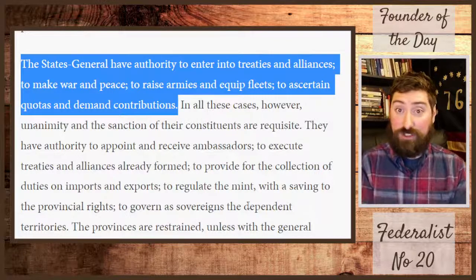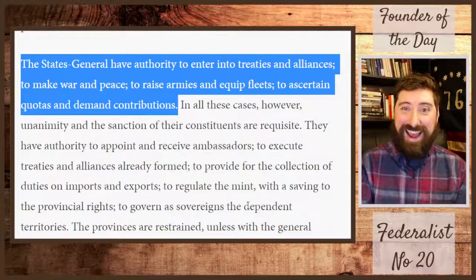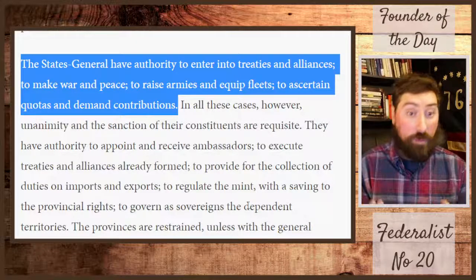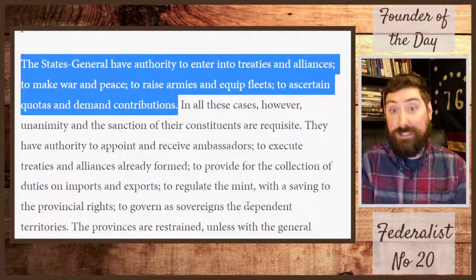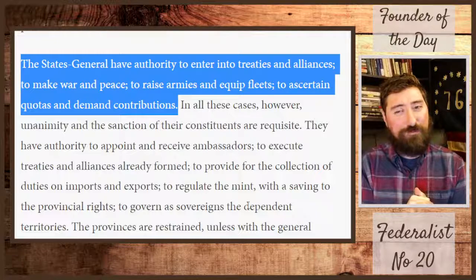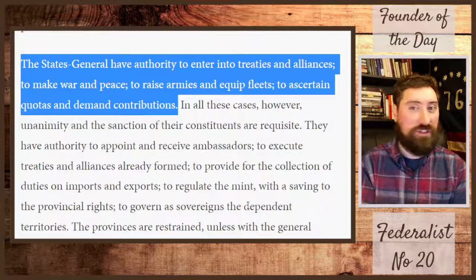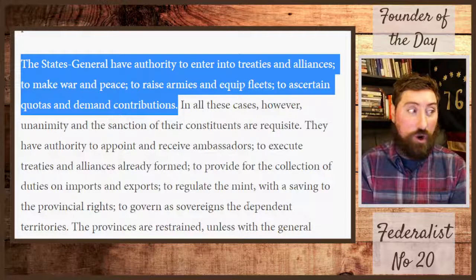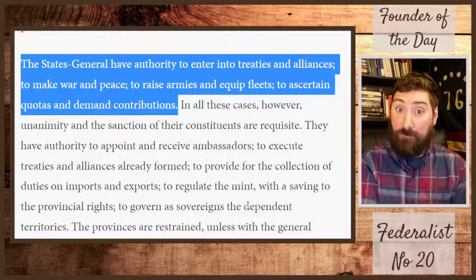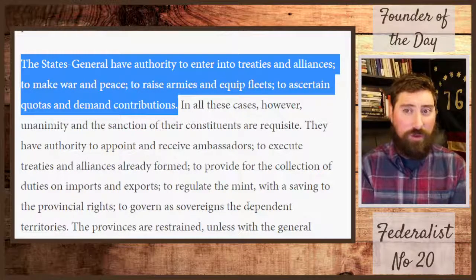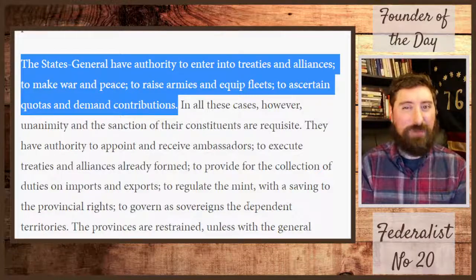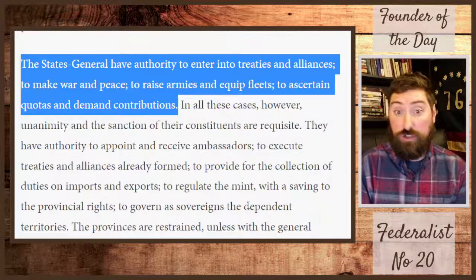Treaties and alliances, that was an agreement. That's why they had Jefferson and Adams and others, John Jay, overseas for a time, making these treaties. To make war and peace, obviously, treaties that would end wars or start wars, raise armies and equip fleets. Now, the Continental Congress did raise an army in haste, but the Articles of Confederation didn't really have the ability to raise an army. It did have the ability to man forts. There were certain forts that were considered federal, even though they weren't, and they were actually manned by the Continental Congress. Not really the Continental Army at this point, but they were in charge of certain forts.